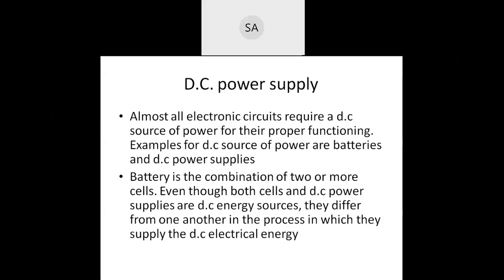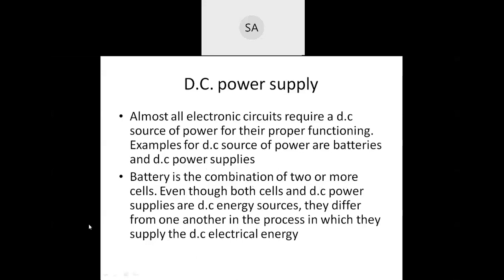So the source of DC power is either batteries, dry cells, or DC power supplies. A battery is a combination of two or more cells. So we know what a battery is.